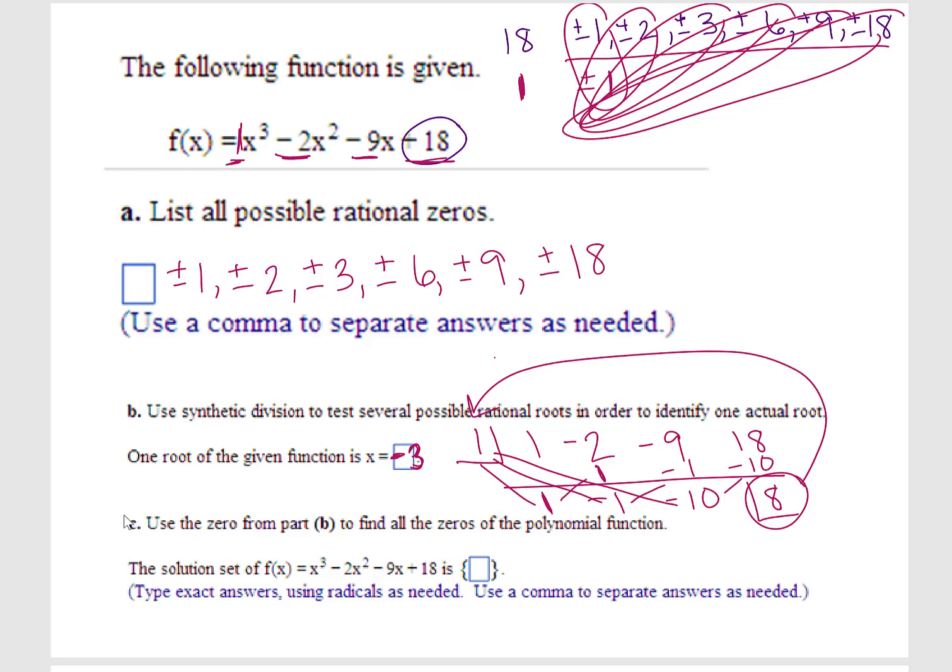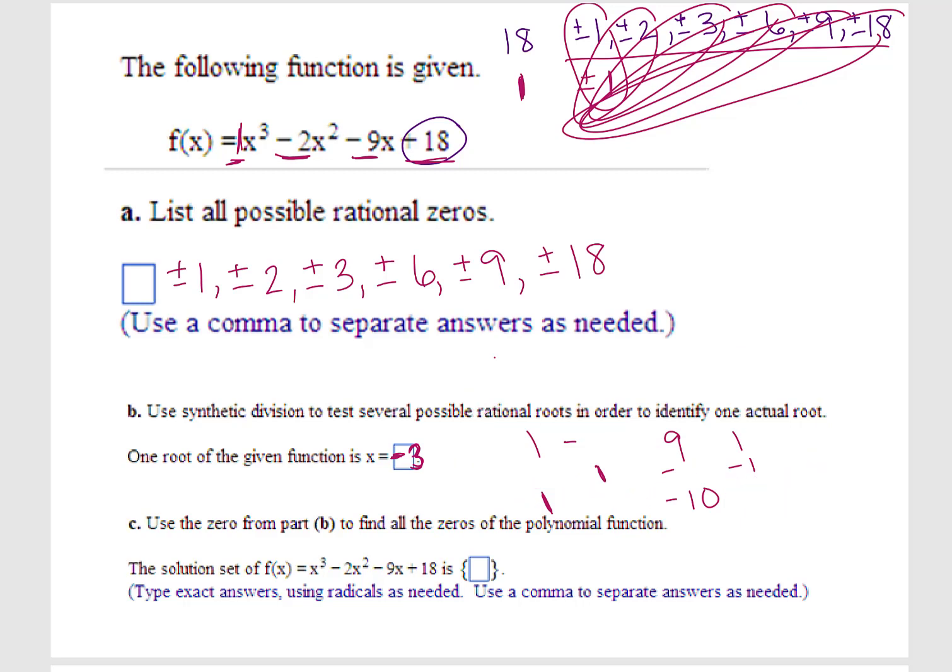Okay, then it says use the 0 from part B to find all the zeros of the polynomial function. Well, let me show you how we're going to use this, because in this case all of our zeros were rational, but sometimes that will not be the case, and so we need to know how to utilize this once we do have one of our zeros.